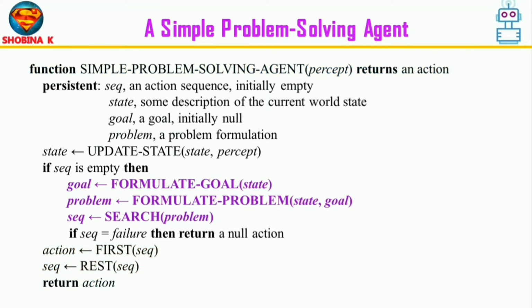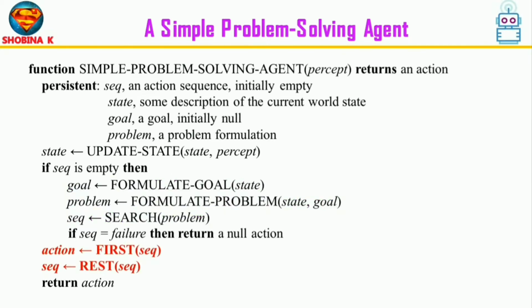Goal formulation is the process of setting a new goal, and problem formulation is the process of deciding what actions and states to consider for a given goal. After problem formulation, the next step is search. The process of looking for a sequence of actions that reaches the goal is called search. The search algorithm takes the problem as an input and returns the solution in the form of an action sequence.